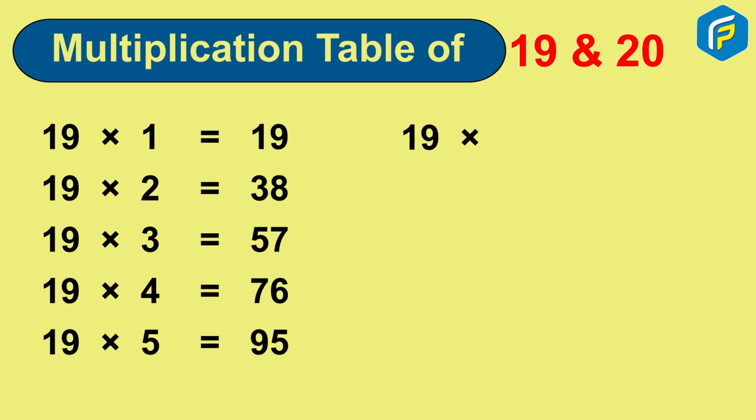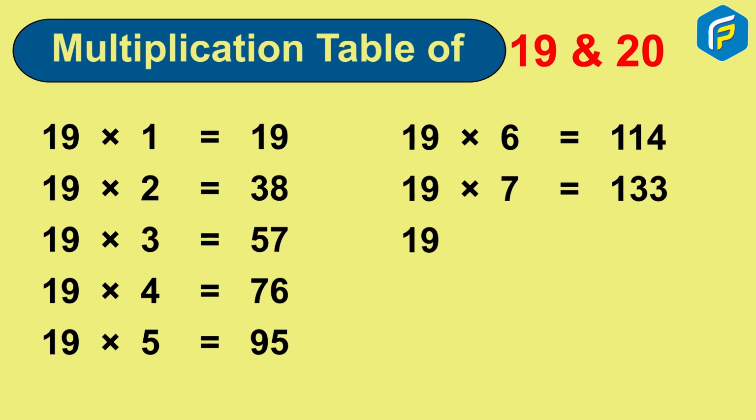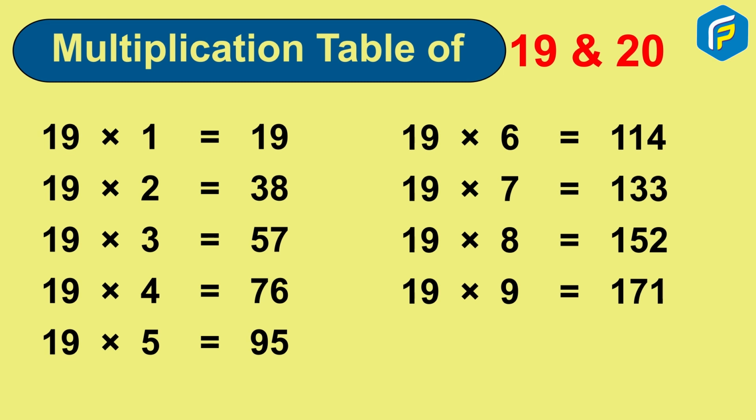19 into 6 is equals to 114. 19 into 7 is equals to 133. 19 into 8 is equals to 152. 19 into 9 is equals to 171. 19 into 10 is equals to 190.